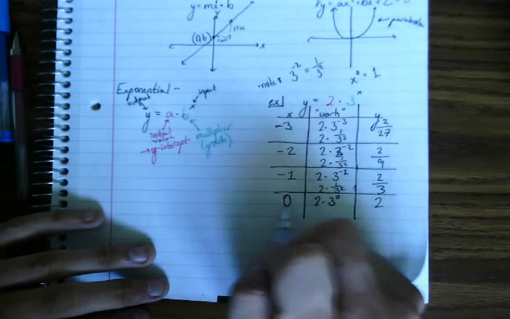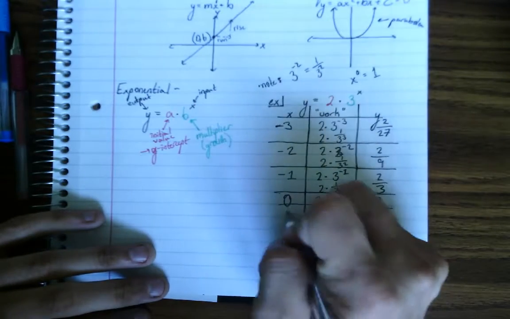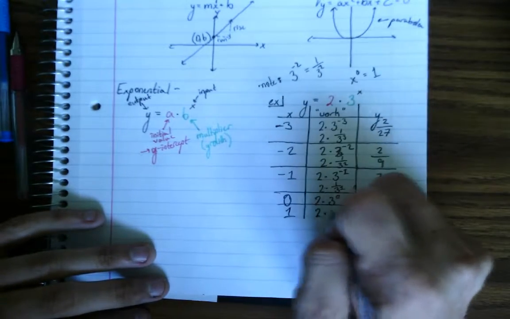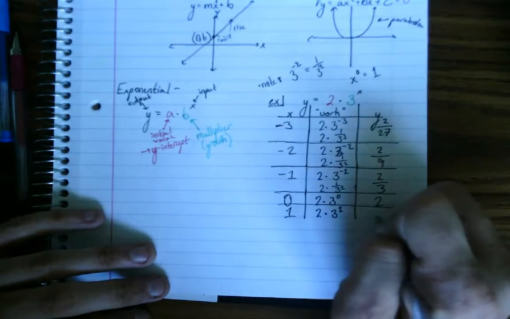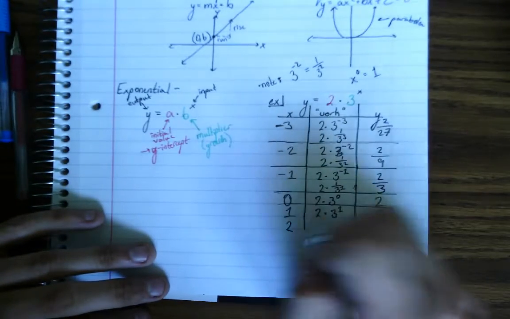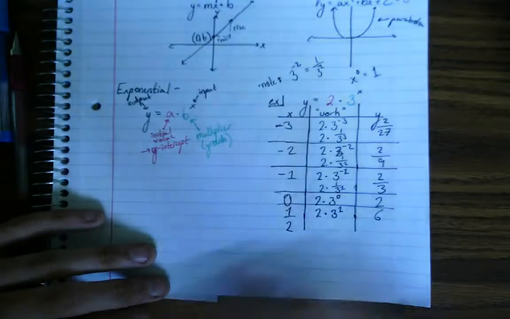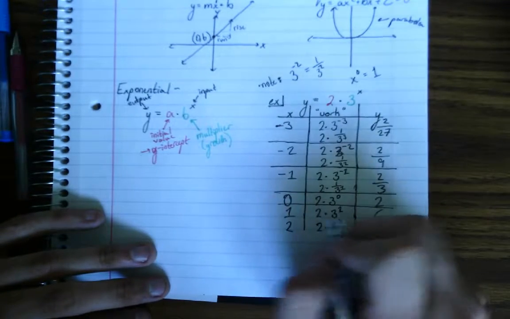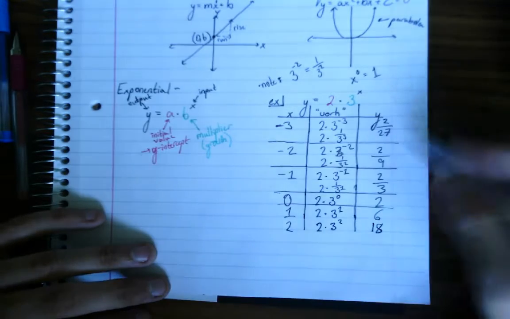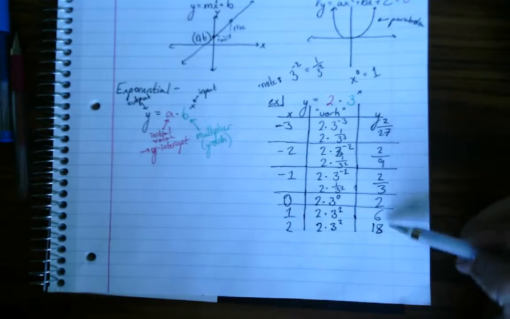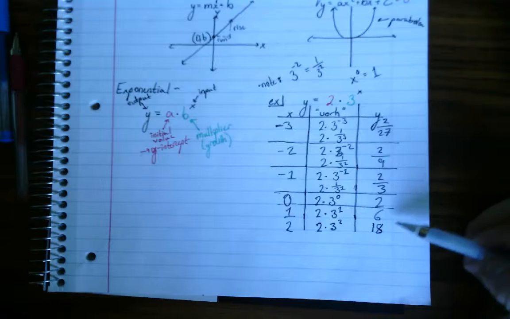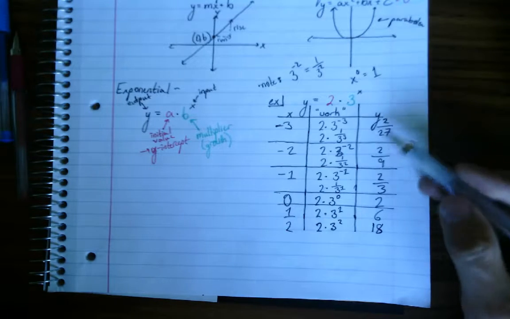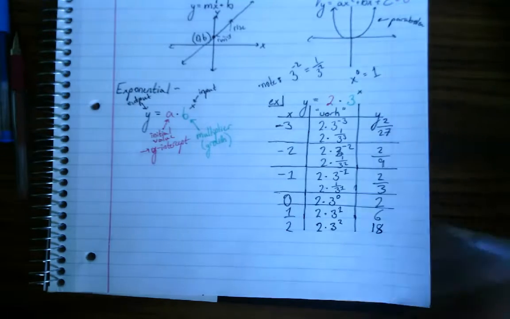So we're almost there, just doing a few positive powers. So 1 is 2 times 3 to the 1, or 2 times 3, which is 6. And let's just finish it off with 2. So 2 times 3 to the 2nd power, 3 times 3 is 9, times 2 is 18. So you can see how this thing gets really big really fast. Only in the span between 0 and 2, we went from tiny fractions to a big 18.